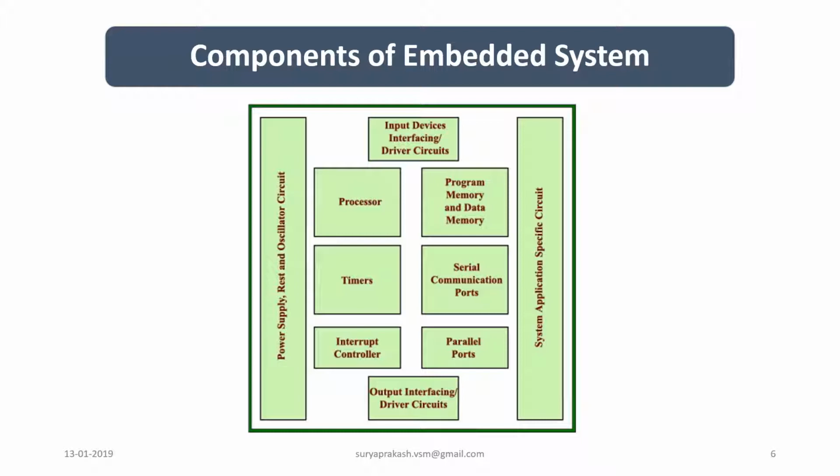SCI and UART communication are also considered serial ports, and then there are parallel ports, of which there are varieties, used to connect with an LCD or any other device. The output interfacing driving circuit and input interfacing driving circuit, and the most important part is the program memory and the data memory. The program memory is where we load the program, and the system generates data, which is stored in the data memory. And then the system application-specific circuit. For example, if we are going to use a graphics unit, we will be using a GPU as a system application-specific unit.